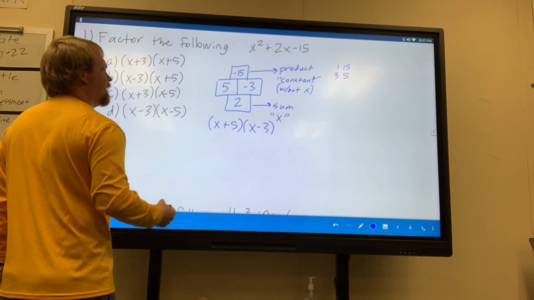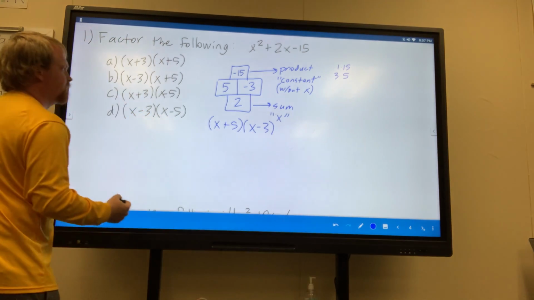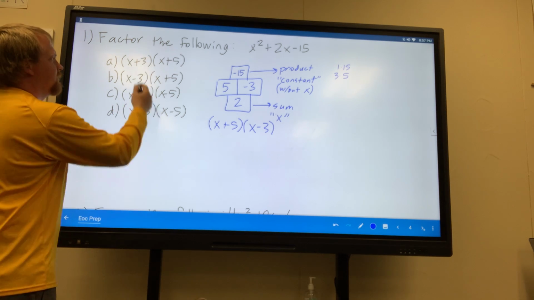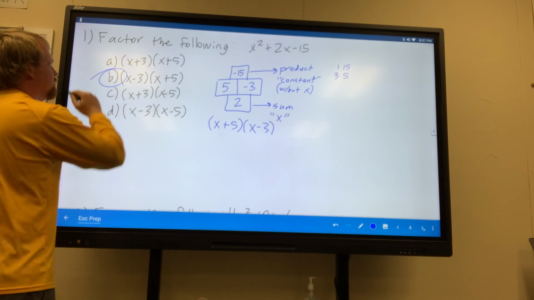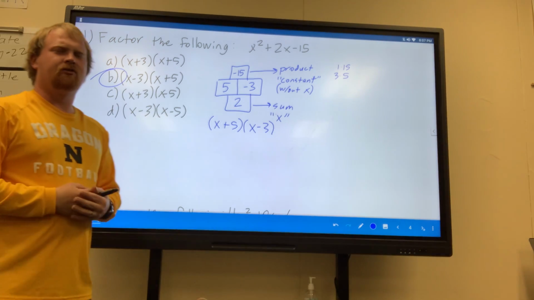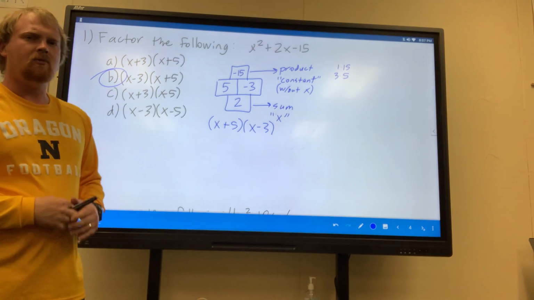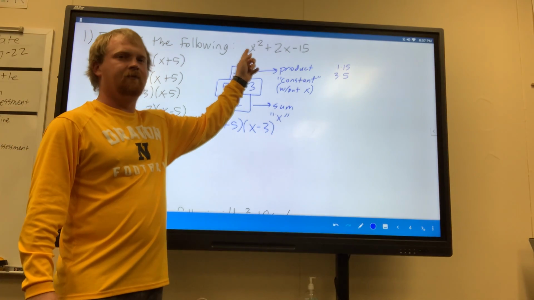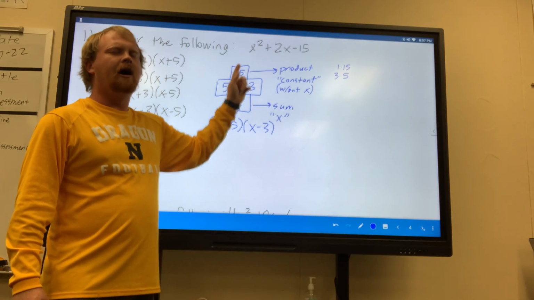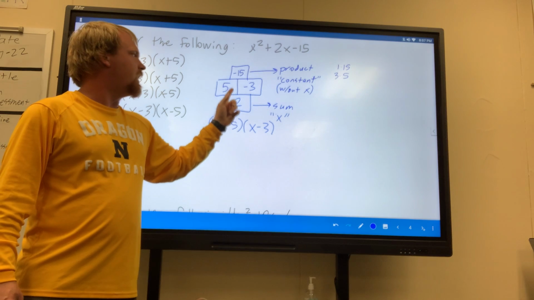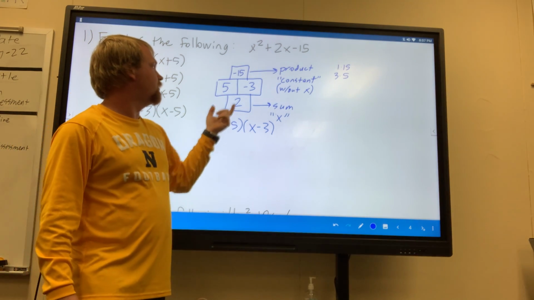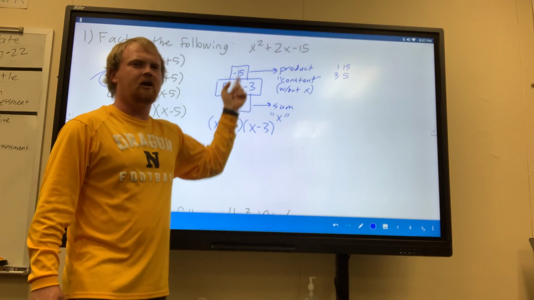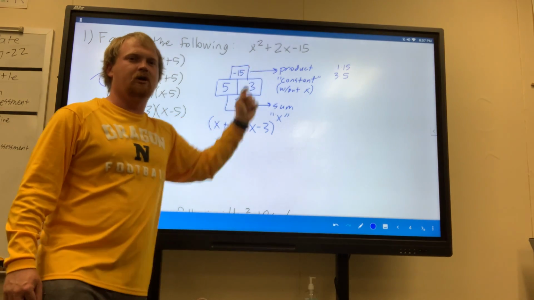So once I determine my two numbers, I put an x in front with the proper sign. So like x plus 5, x minus 3. And I just got to look for something that matches it. So here's an x plus 5, x minus 3. So my first answer is going to be B. So if I have an x out in front, I'm going to take this factoring box, if it's just a regular x squared.